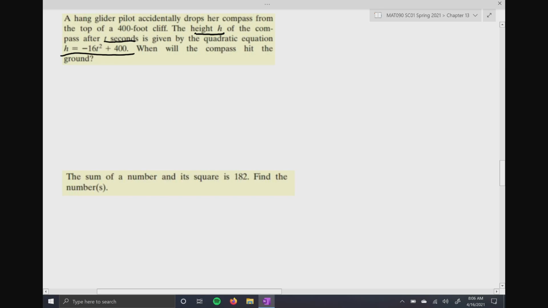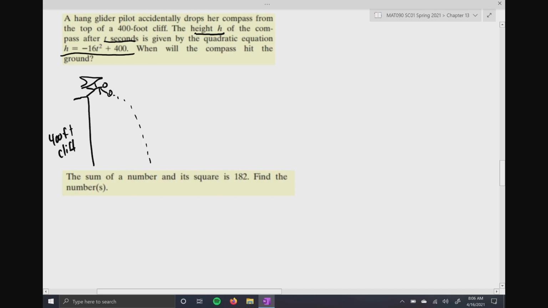So the first thing I'm going to do, all right, here we go. So there's my person hang gliding, to scale, perfectly drawn. And they're standing on a 400-foot cliff. So they're just about to jump off. And what happens is the compass that's in her hand will fall down. Okay? And it follows this parabolic trajectory. All right? Unless you literally dropped it straight down. But that's not what the problem said.